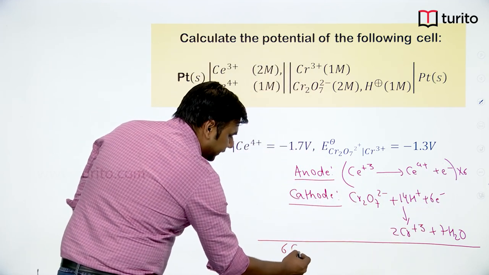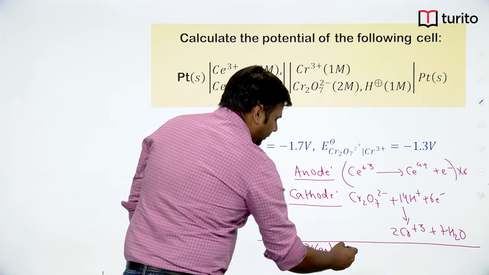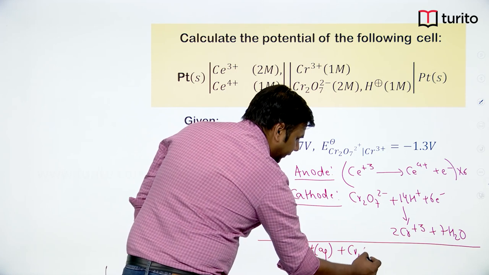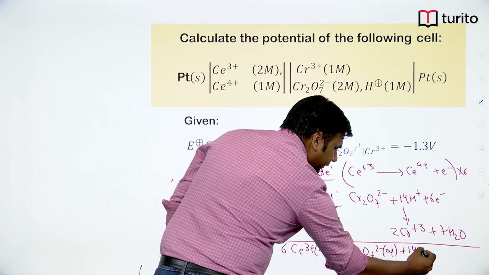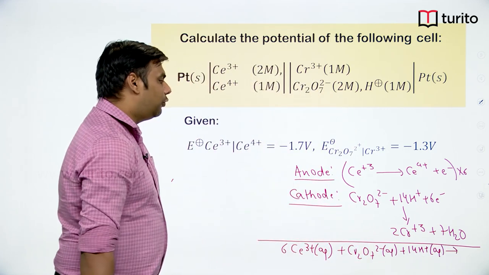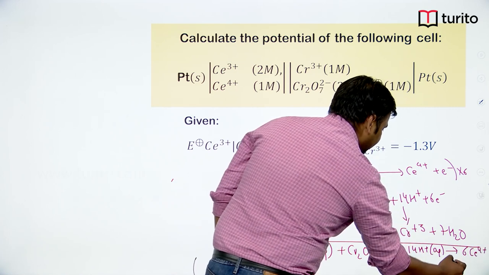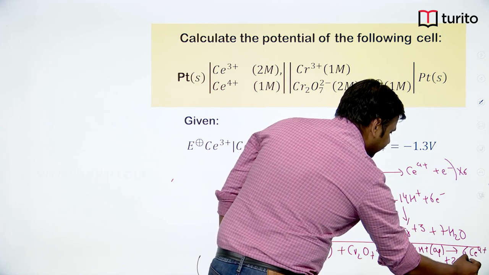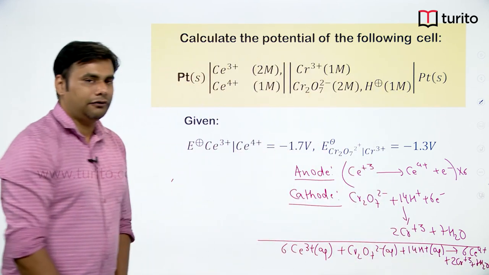So we'll get 6 cerium 3 plus aqueous plus dichromate ion aqueous plus 14 H plus aqueous changing into 6 cerium 4 plus, and 2 chromium 3 plus and 7 water. Okay, so this is how you write the full equation.